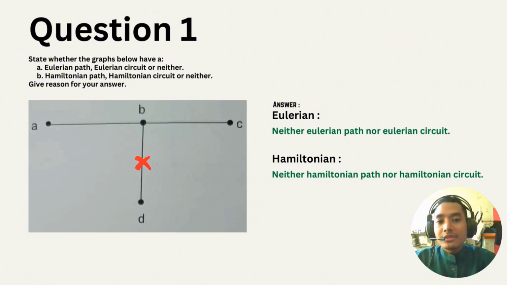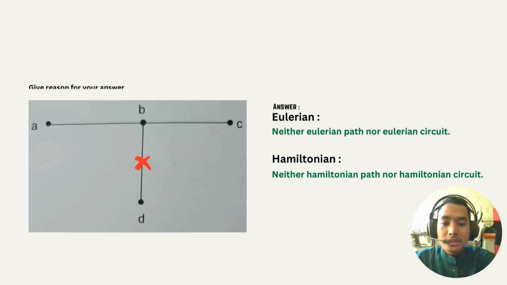Based on this graph, we can conclude that there is neither a Eulerian path nor a Eulerian circuit, because all edges must be passed through, but the edge between B and D is not passed through. Since the edges B and C are already passed through, there is no connection for the edge B and D. For the Hamiltonian, there is also neither a Hamiltonian path nor a Hamiltonian circuit, because every vertex must be passed through once.